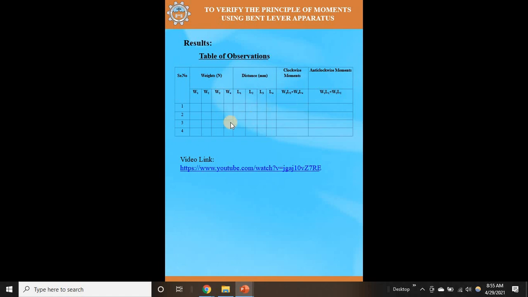So you will note down at least 3 readings. You can also take 4 readings and write them here. This is a simple experiment. I hope you have understood it, and I also hope that you have studied this experiment in your FSc physics or in school physics.